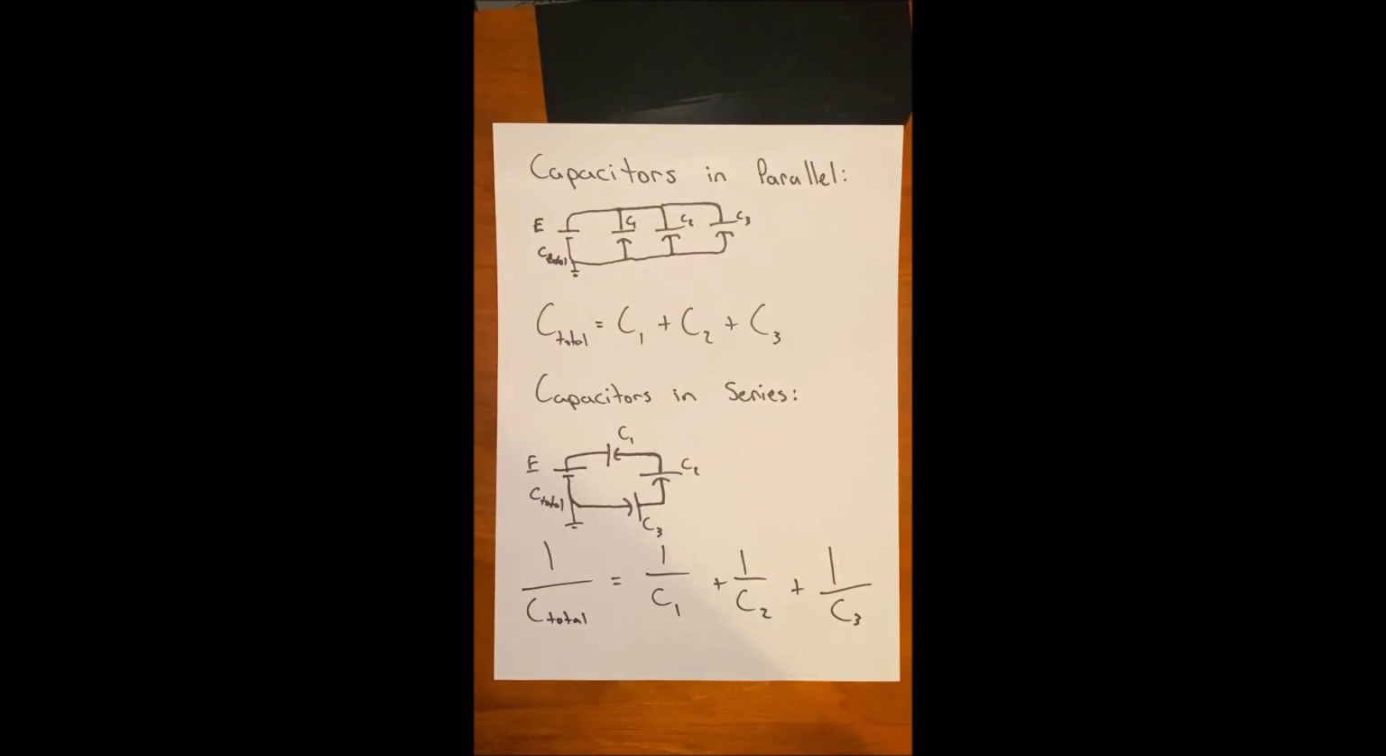Capacitors behave differently in parallel and series circuits. The total capacitance in a parallel circuit is equal to all of the capacitances added together. 1 over the total capacitance in a series circuit is equal to 1 over the first capacitance plus 1 over the second capacitance plus 1 over the third capacitance.